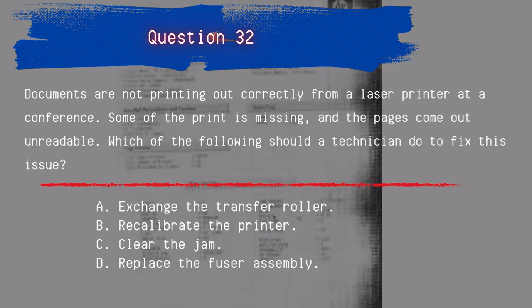Question 32. Documents are not printing out correctly from a laser printer at a conference. Some of the print is missing and the pages come out unreadable. Which of the following should the technician do to fix this issue? A. Exchange the transfer roller. B. Recalibrate the printer. C. Clear the jam. Or D. Replace the fuser assembly.